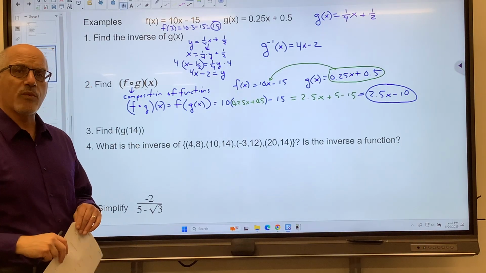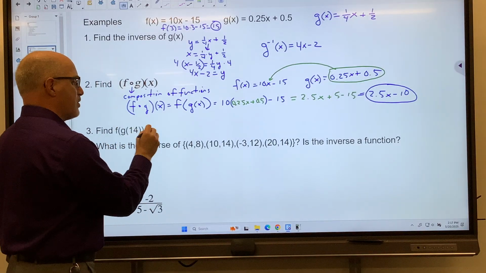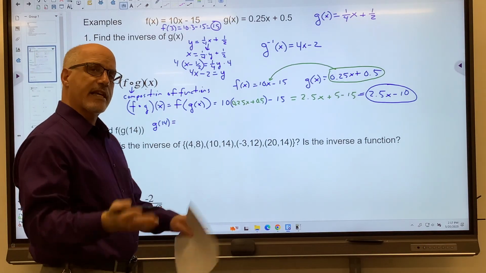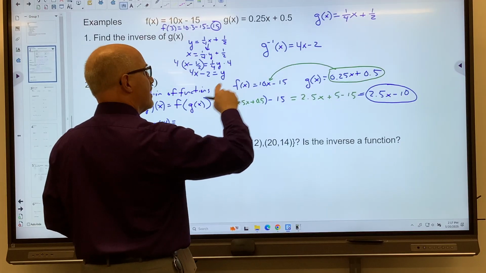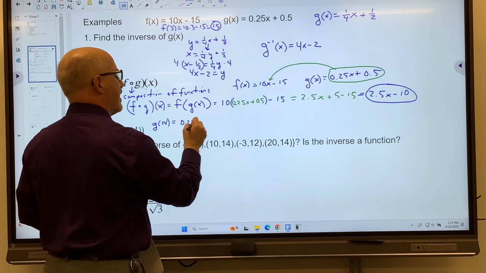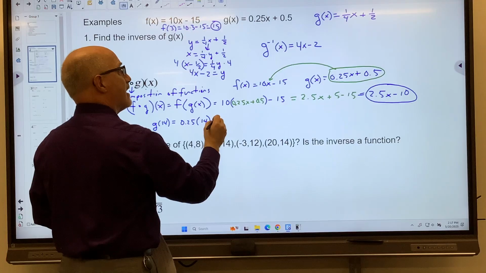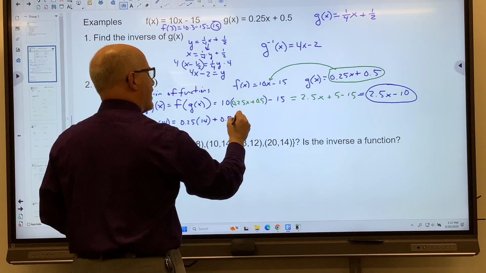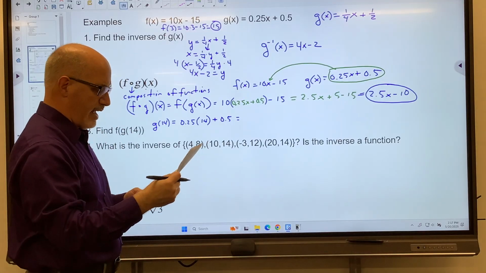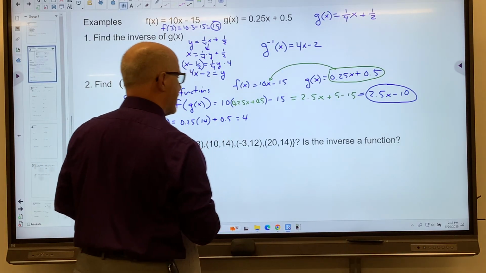Let's go ahead and do one with just numbers rather than having just the x's involved. This one, what you're allowed to do is just say, let's do the g of 14 first. Whatever's on the inside, calculate what that is. So I'm going to put the 14 in. So g of 14, I'm going to put that in here and get 0.25, and instead of an x, I'm going to put in a 14, and then plus 0.5. Now you can do that on your calculator. You take a quarter of 14 and add 0.5. And when you do that, you should get just 4 out. So that gives us a nice clean 4.